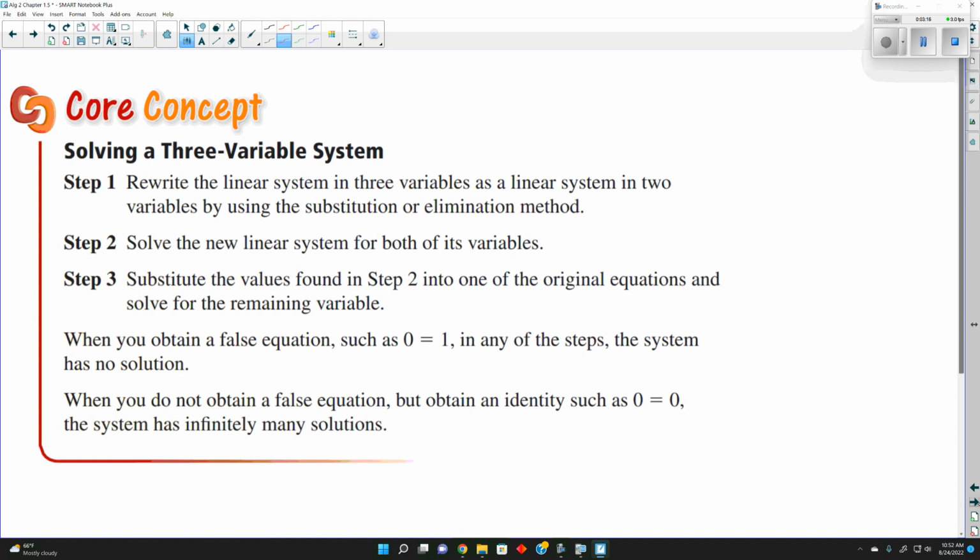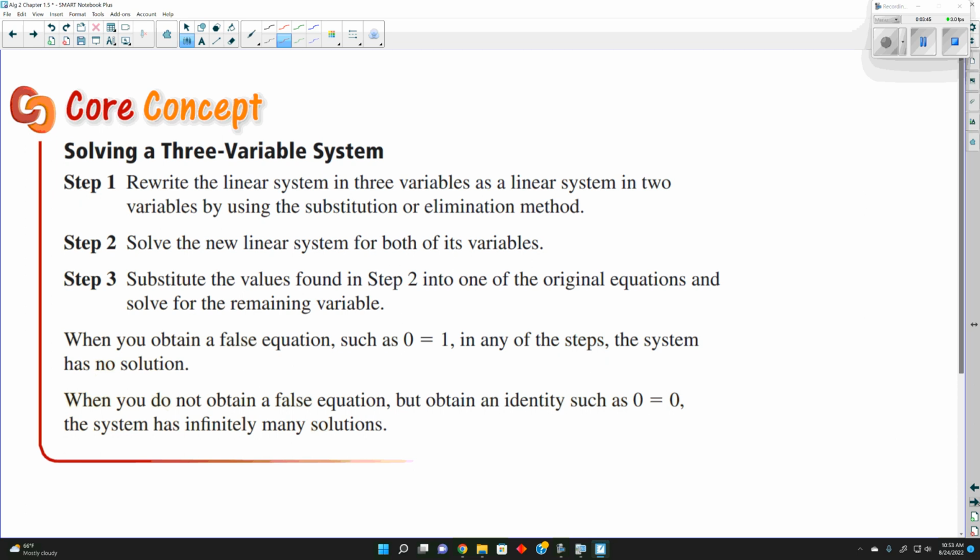Now this is already in your note sheet, because these are the main steps, bless you, that we will be using to solve this here. Now it says the first main step is to rewrite the linear system in 3 variables as a linear system in 2 variables by using substitution or elimination. Solve the new linear systems for both its variables. Substitute the variables found in step 2 into one of the original equations, and solve for the remaining variable.